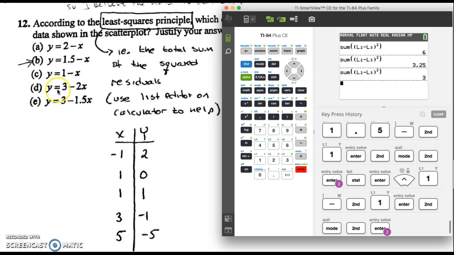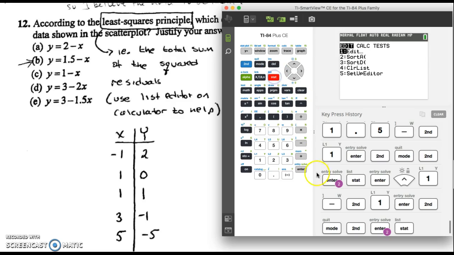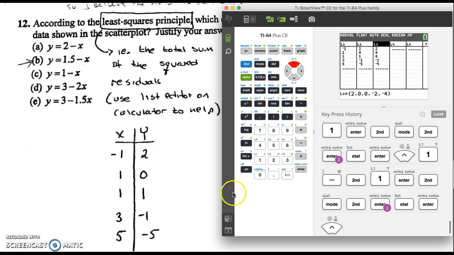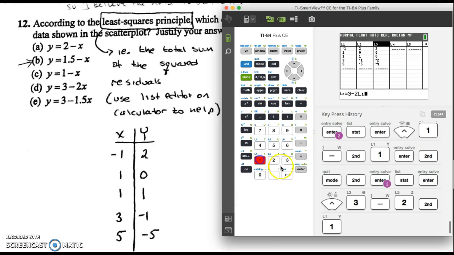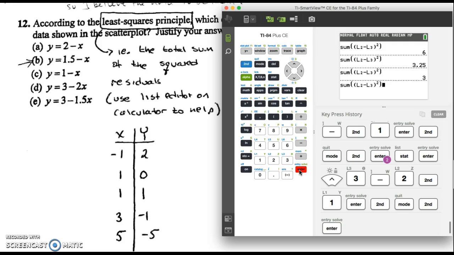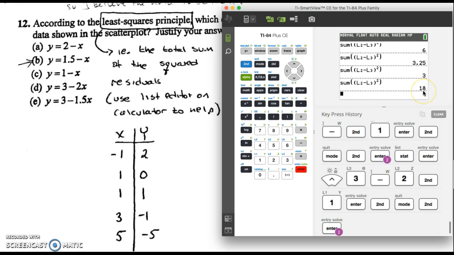Let's keep looking. Let's try D. Stat, Edit. We're going to change this list now to 3 minus 2 times list 1. Go back to your main screen, pull up this command again. This time we get 18. That's a terrible line. It's much farther away from 0. So we know it's not D. We're still going to go with C at this point.